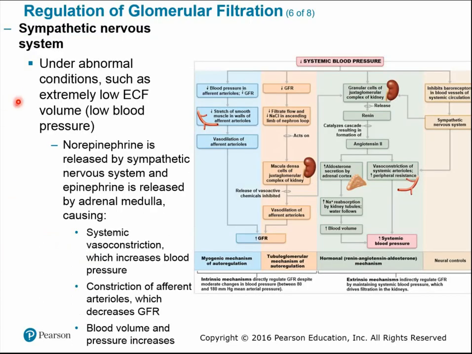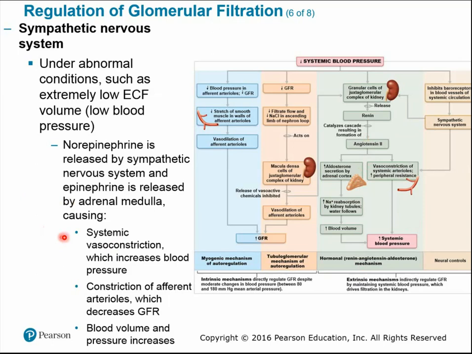Under abnormal conditions, though, such as extremely low extracellular volume and low blood pressure, it's beyond the point that our intrinsic controls can fix. So then we need to tap into our extrinsic controls. Things like norepinephrine can be released from the sympathetic nervous system, and epinephrine released from the adrenal medulla. So they have that fight or flight response.